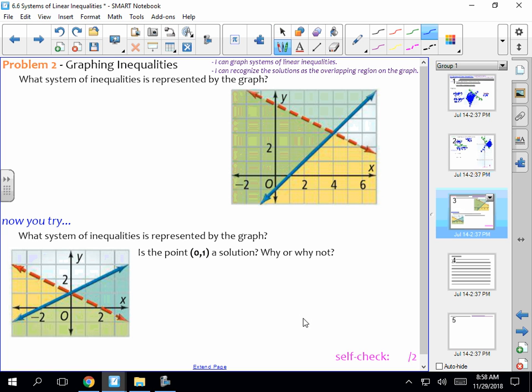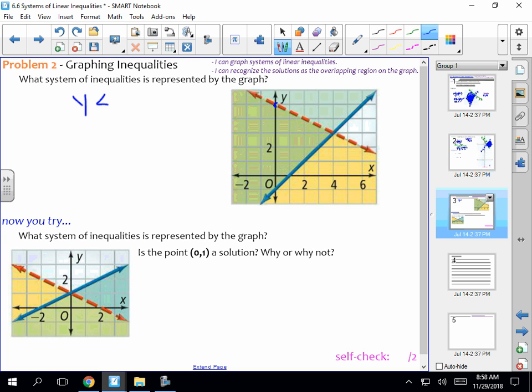Let's see here. We have to work backwards. So what you have to do is come up with an equation for this dashed line and an equation or inequality for the blue line. So we've got y. The dashed line will be a strict less than. Let's see if we can figure out the slope of this dashed line.